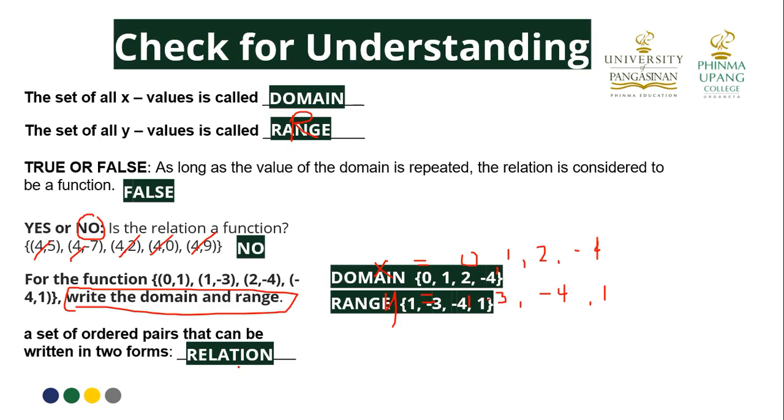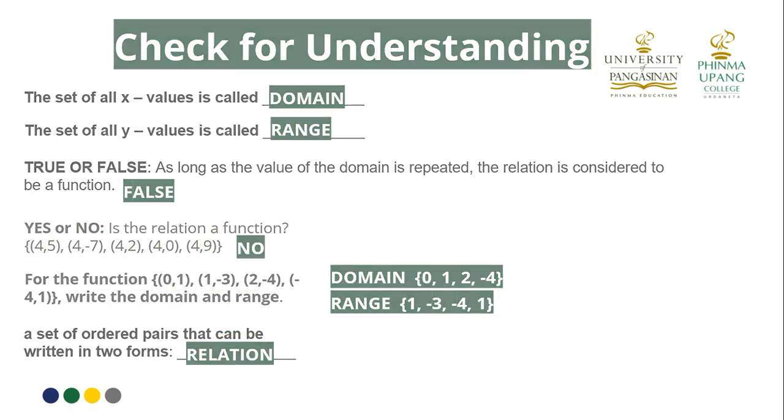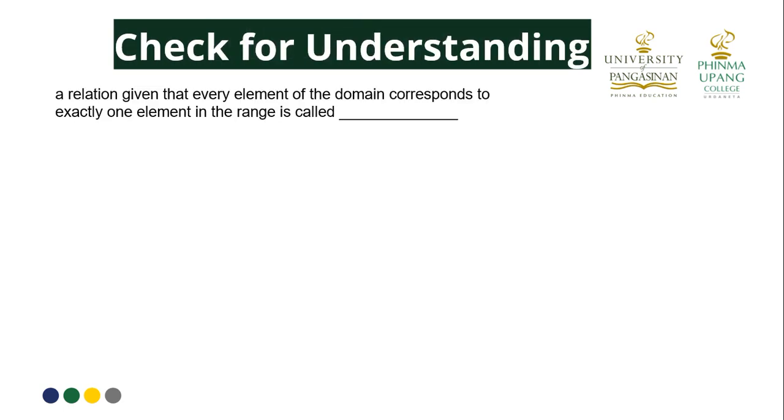A set of ordered pairs. The meaning of this one is relation. But the two forms, as we said, are the roster form and the set builder notation or the rule form. But we discussed five: the graph, the table of values, the rule form or set builder, the roster form, and the mapping diagram. Next, there are many checks for you.